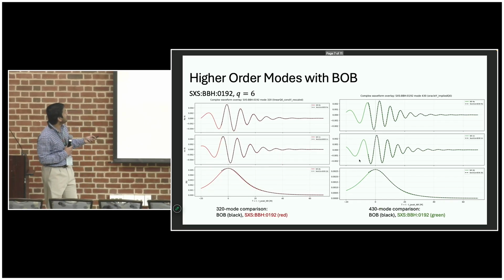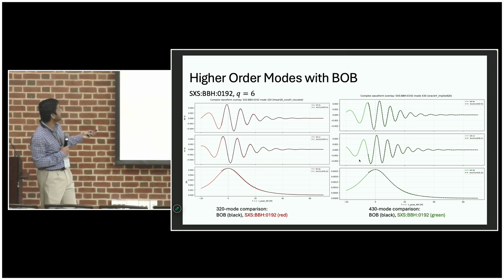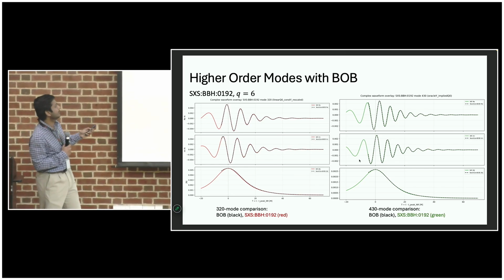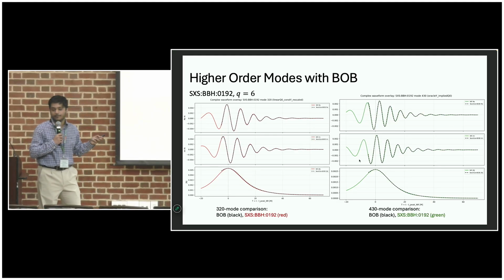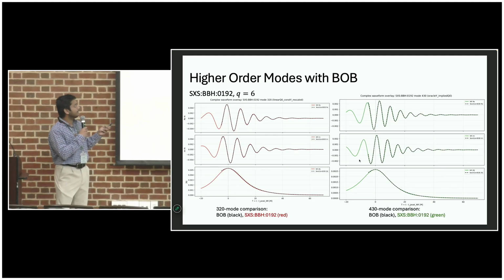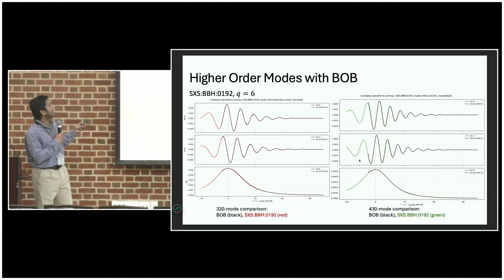But moving on ahead, we see here on the left side, this is the 320 mode from the same exact simulation, and it also behaves very well with backwards one body. And we basically just fit, or not fit, but we set BOB to the NR peak. So it is equated to the NR peak, and then it carries the rest of the waveform.